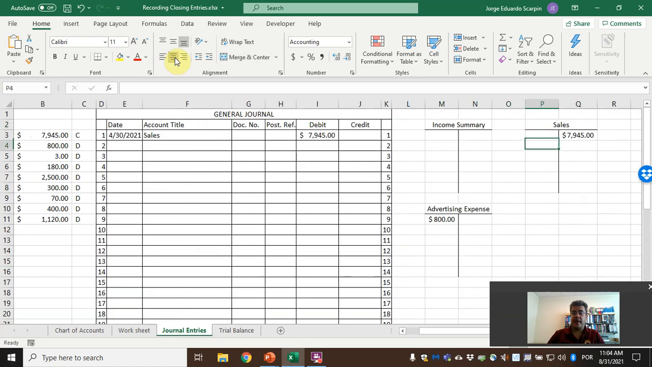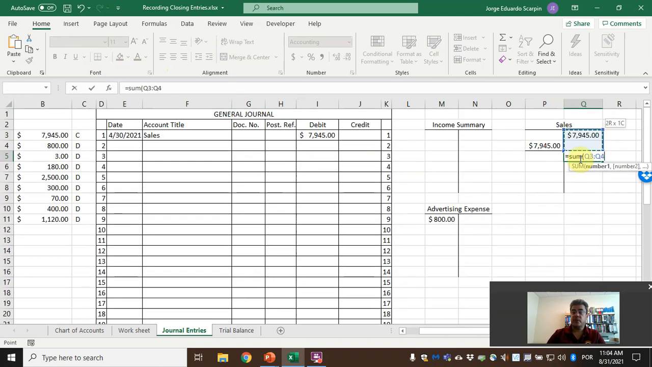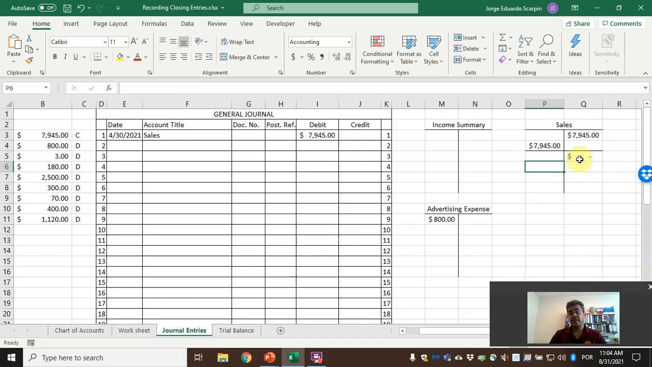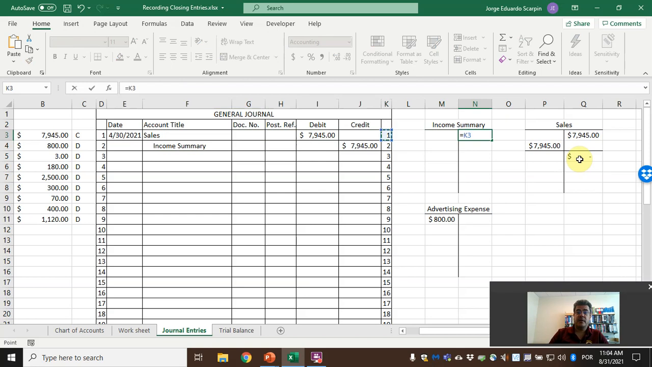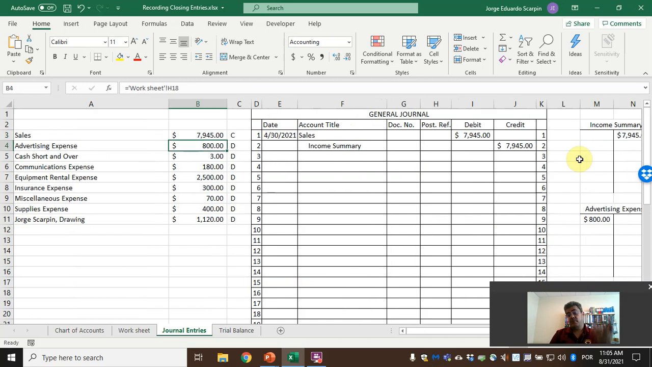So here a debit, 7,945. Because when we close it, sum of credits less sum of debits, nothing. And what is the credit? The credit is income summary. The credit, 7,945. So here a credit, 7,945. And journal entries for our debits is the opposite.